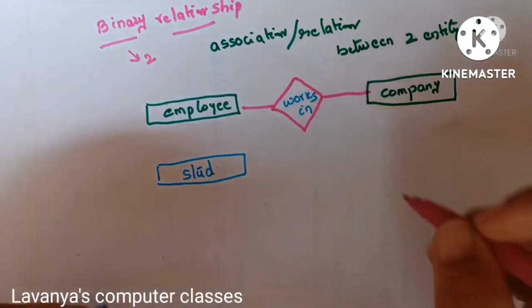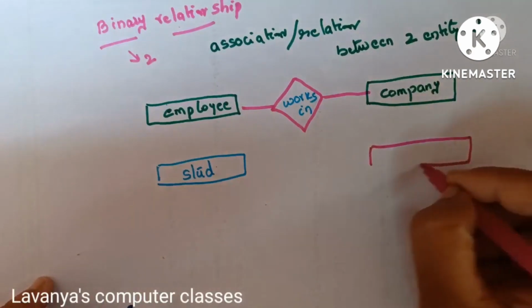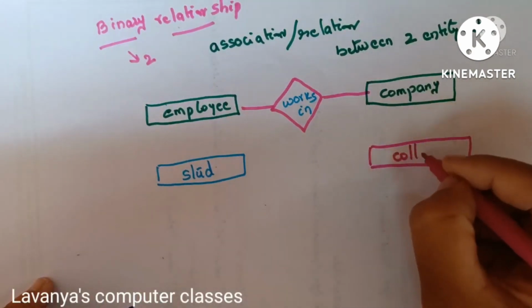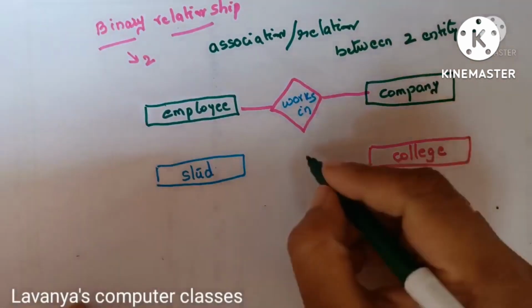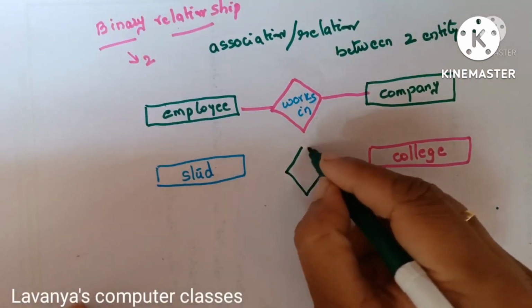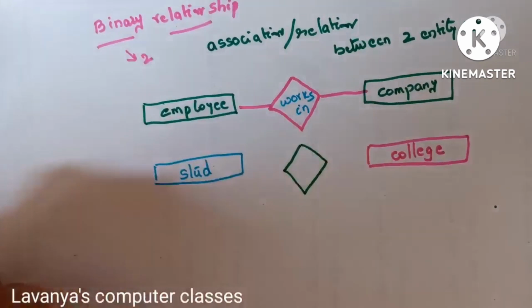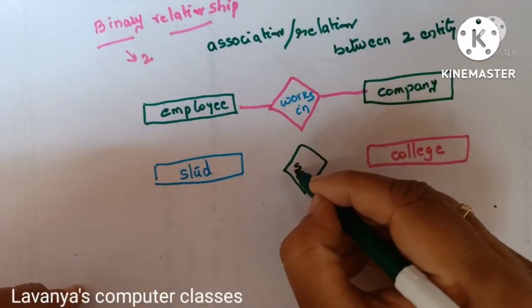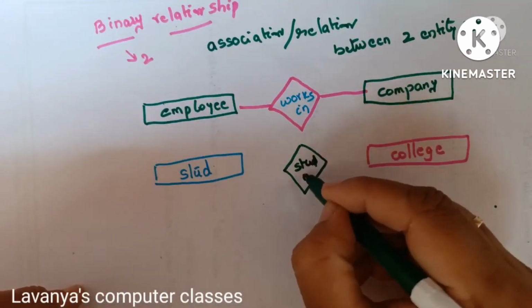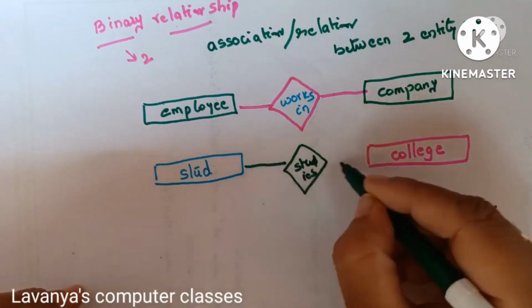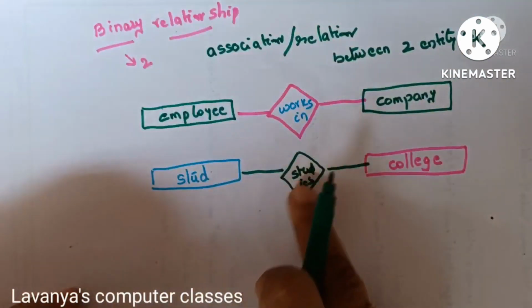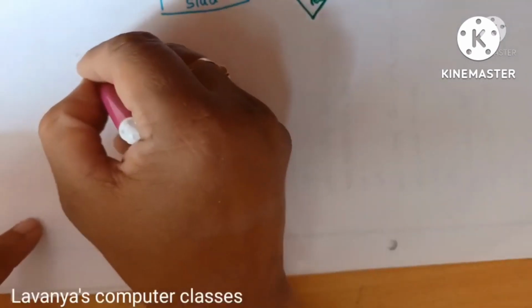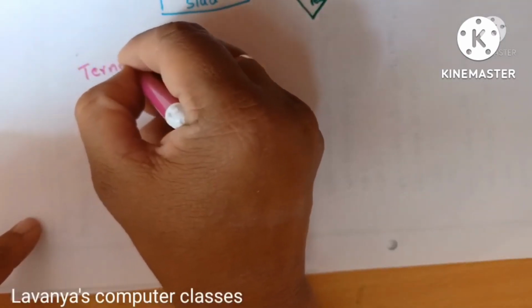Second example, student is one entity set. College is another entity set. The relationship between these two means a student studies in that particular college. So the relationship is studies. So this is the binary relationship example. Two entity sets are related with one relationship. Employee works in company, students study in a particular college.